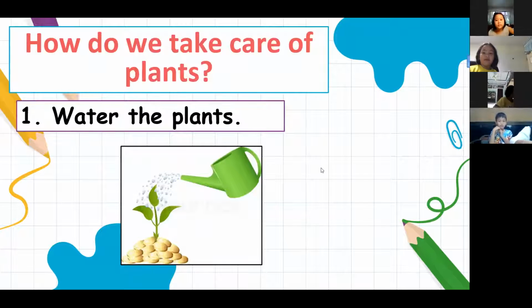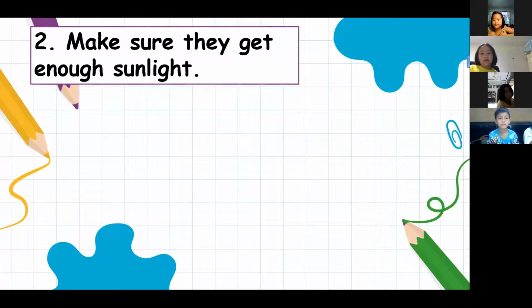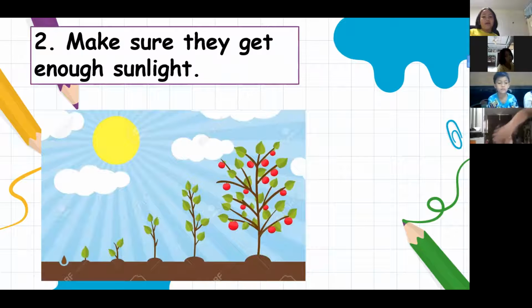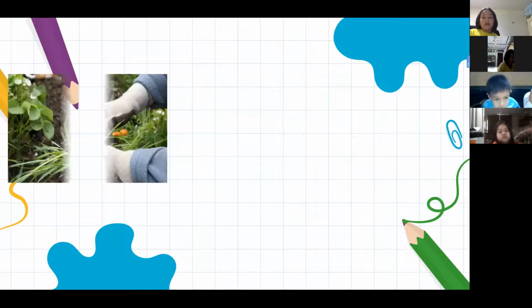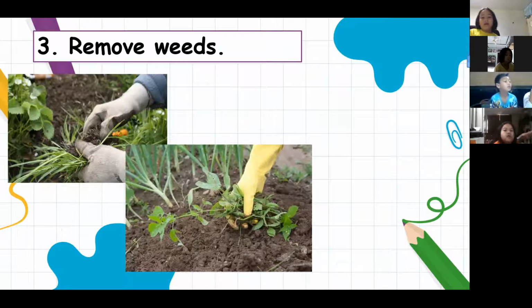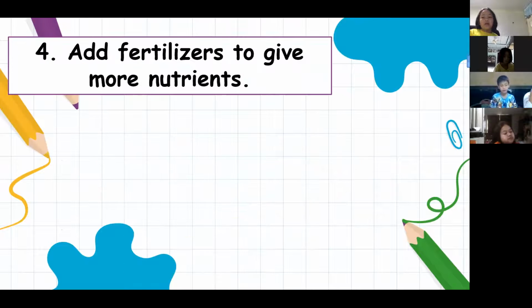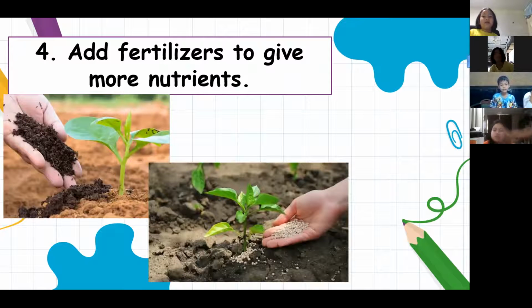Okay, again, Pony, can you read all? Number one. How do we take care of plants? Water the plants. Number two. Make sure they get enough sunlight. Okay, we have number three. Remove weeds. And the last one is? Add fertilizer to give more nutrients. Okay, very good. Thank you, Pony.